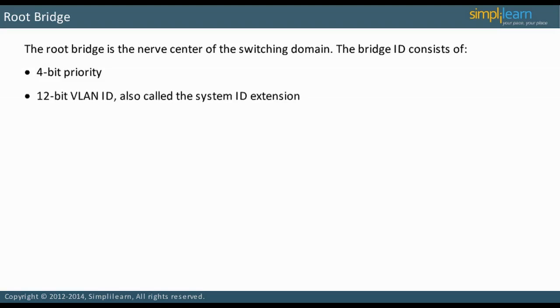The second field is a 12-bit VLAN ID, also called the System ID extension. The third field is the MAC address for the VLAN. In the next slide, let us look into a few root bridge considerations.